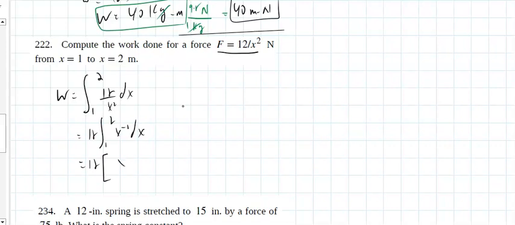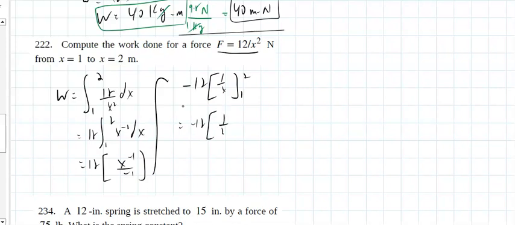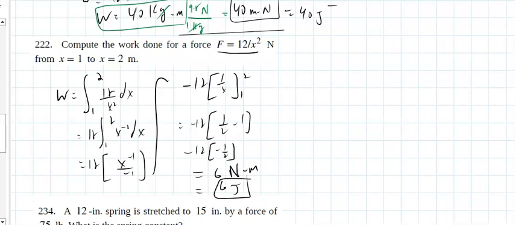That's 12 times, add 1 to the power, divide by that. That's negative 12 times 1 over x evaluated from 1 to 2. Negative 12 times 1 half minus 1. Negative 12 times negative 1 half. And that will be 6. And the units will be, in this case, newtons meters, which is joules. I should just say that.